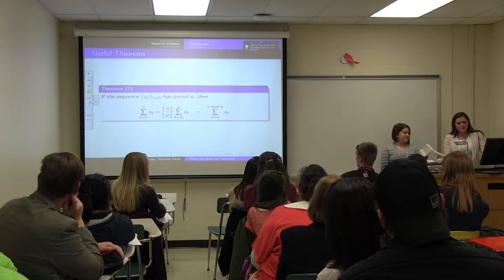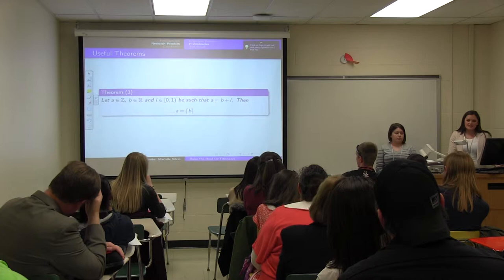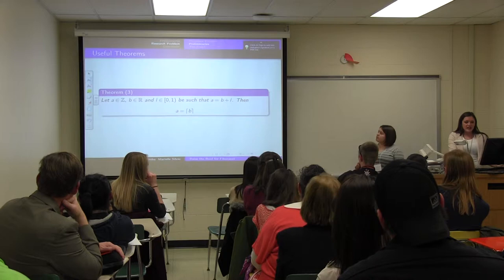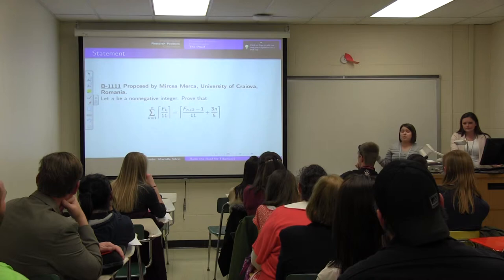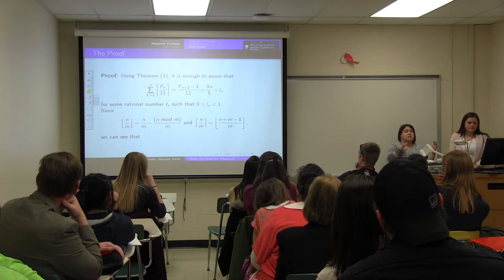The third theorem is, let a be in the set of integers and b be in the set of real numbers, and let l be between 0 and 1 such that a equals b plus l, then a is the ceiling of b. Again, this was the initial problem that was proposed, and now we're going to move into our original proof.